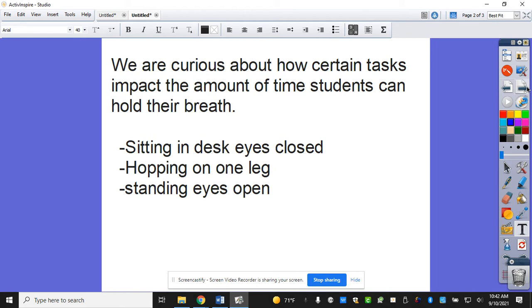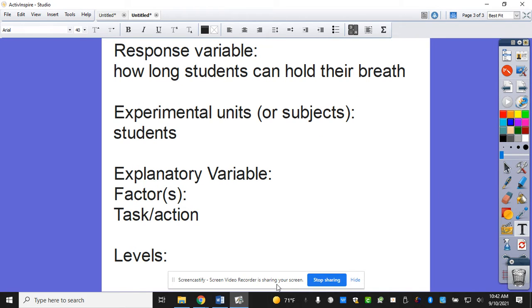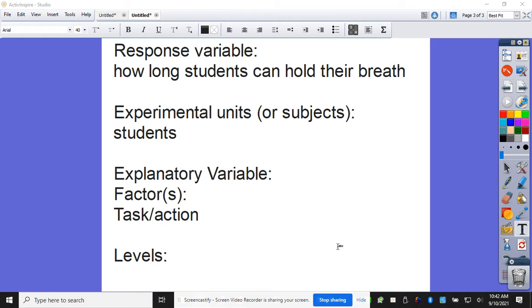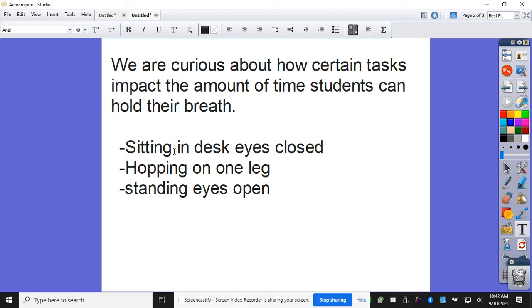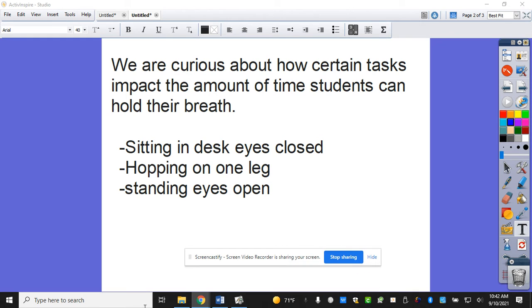And so what are our treatments? How many treatments are there? 3, because we have one factor. So how many levels there are is how many treatments there are. So these are our 3 treatments. Everybody good with that? All right, so I am taking our entire class population.